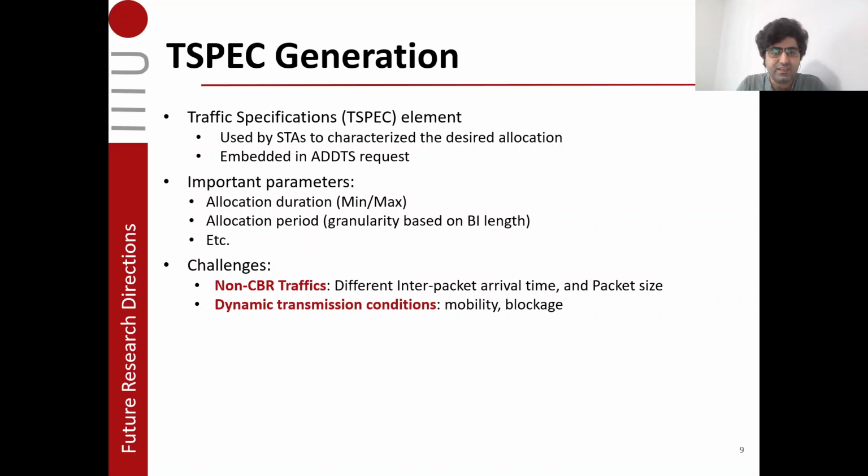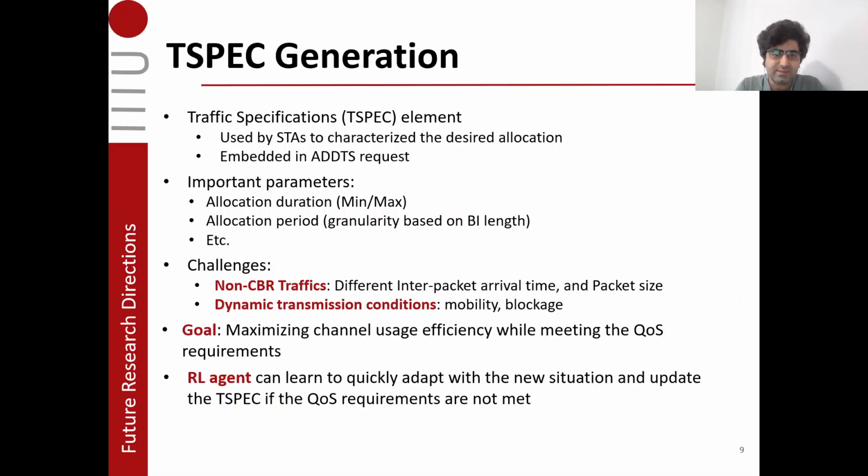The challenges that we are facing are that both the traffic patterns and the transmission conditions are highly dynamic and rapidly change over time. We want to maximize the channel usage efficiency while meeting the quality of service required by the different applications. Here, a reinforcement learning agent can quickly adapt itself to the new situation by learning from the historical data, and update the traffic specification even before starting the next beacon interval.